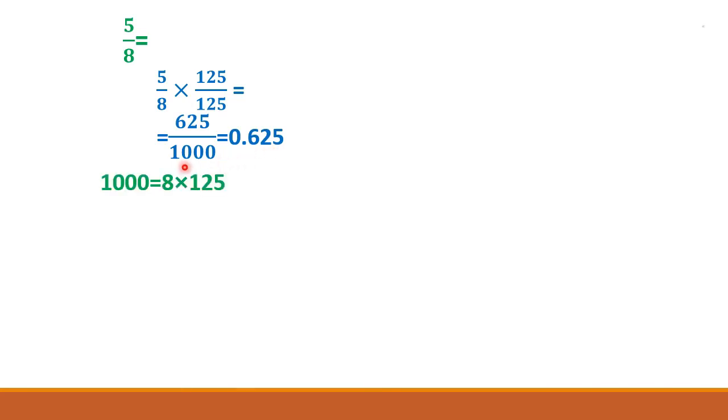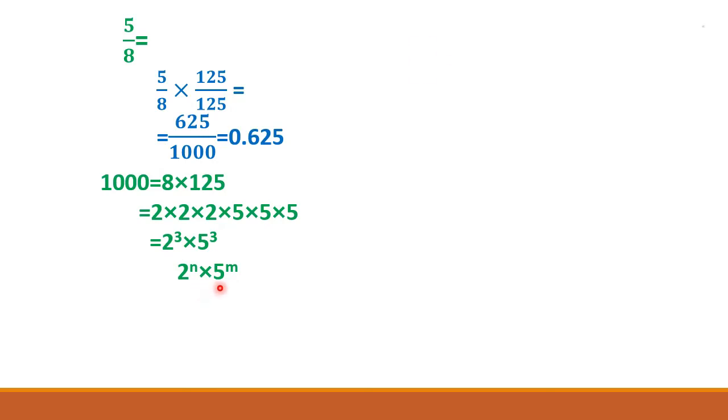So similarly 5 by 8 can be written as 5 by 8 into 125 by 125 is equal to 625 by 1000 is equal to 0.625. Here the denominator 1000 can be written as 8 into 125. So 8 can be written as 2 into 2 into 2 is equal to 2 cube, and 125 can be written as 5 into 5 into 5 is equal to 5 cube. So the denominator is in the form 2 raised to n into 5 raised to m.